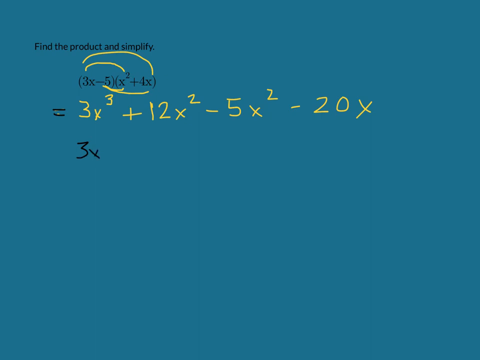So 3x cubed, that's the only x cubed term, because remember, like terms have the same variable part. So the variable and the exponent have to be the same in order to add or subtract. So we have a pair of like terms here in the positive 12x squared and the negative 5x squared. So since 12 minus 5 is 7, we get positive 7x squared. The negative 20x stays there as is, nothing to combine with it. So our final result for this product is 3x cubed plus 7x squared minus 20x.